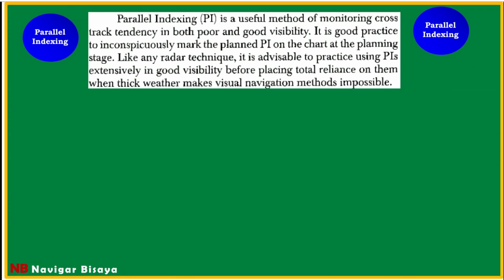Parallel indexing is a useful method of monitoring cross-track tendency in both poor and good visibility. It is good practice to inconspicuously mark the planned PI on the chart at the planning stage. Like any radar technique, it is advisable to practice using the PIs, parallel indexing, extensively in good visibility before placing total reliance on them when thick weather makes visual navigation methods impossible.